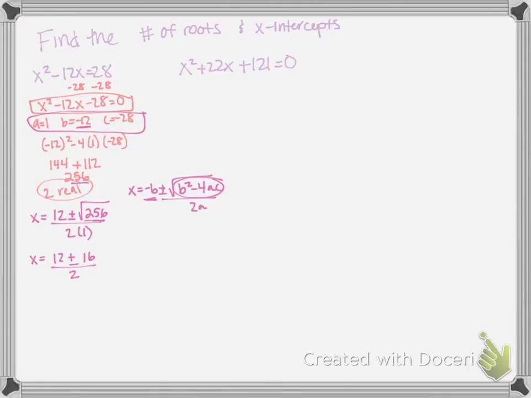And then I can go into my split because I have all good numbers and no square roots. So I do 12 plus 16 over 2, and I do 12 minus 16 over 2. 12 plus 16 is 28, divided by 2 is 14. 12 minus 16 is negative 4, divided by 2 is negative 2. So those are my two real answers of where it would cross.